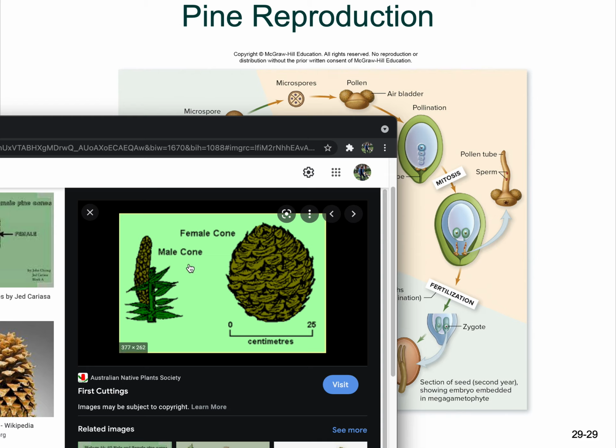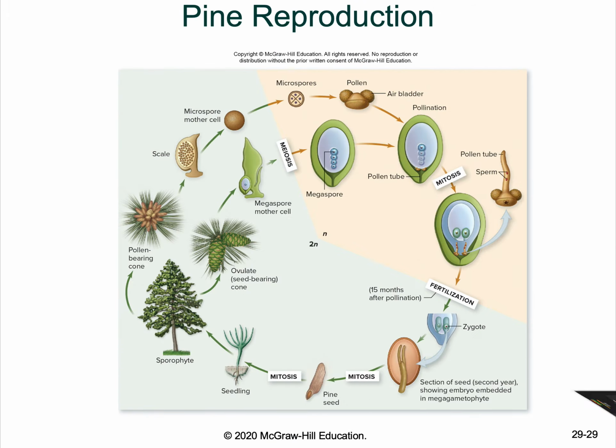So I have a male cone and a female cone. The male cones are always going to be relatively skinny versus a female cone. So the female cone will have the seeds and the male cone will have the pollen. Right, so I have pollen bearing, so this is going to be the male, and then I'm going to have seed bearing cones, so this is going to be the female.